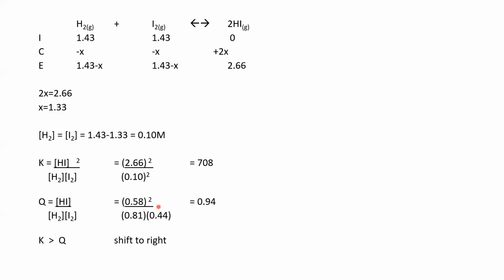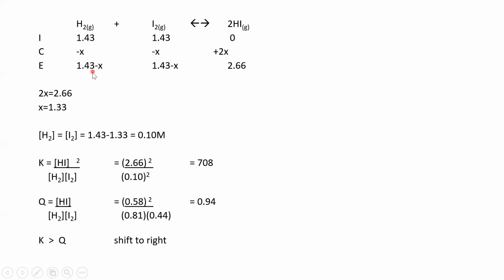All right, so let's see. We looked at our ICE chart. You were given 1.43 and 1.43 initially for your reactants. Product was 0. When it reacts, we don't know how much reacts, but X of the hydrogen, X of the iodine, and we're going to produce 2X of the hydrogen iodide. It tells us at equilibrium, hydrogen iodide is 2.66. So if 2X equals 2.66, X equals 1.33.